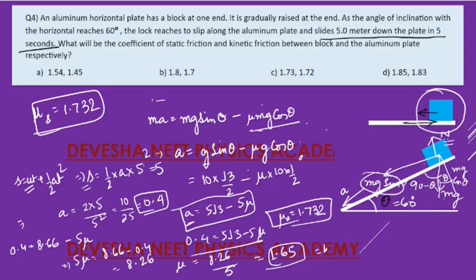What is this? This is a kinetic friction. Why kinetic friction? Because the body has already started moving. So the answer should be, this is the closest answer which you have here out of the given options. This will be the answer.